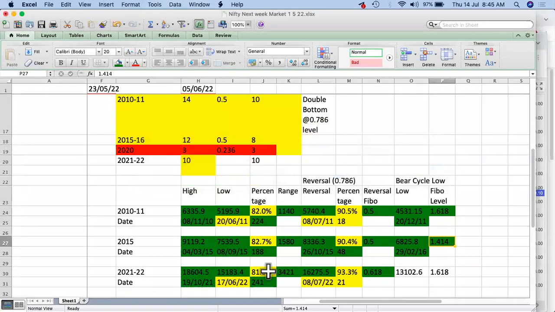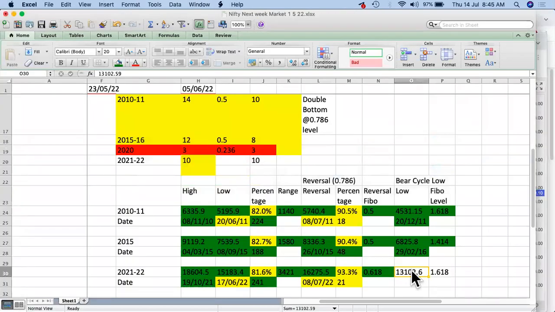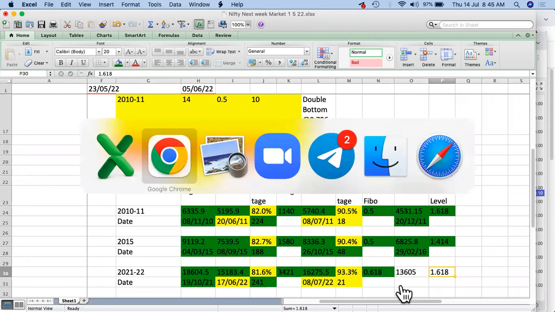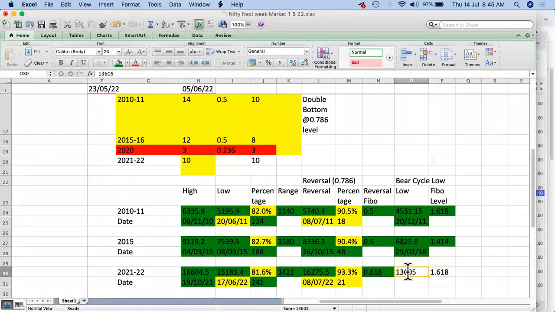All right, sorry, it's not 18,065, it's 13,065. I beg your pardon, 13,605. This is for 1.618, right? Now, this is on the basis of the cycle. Sorry, it's 13,065. Put down 13,065, right? So this is just considering the range overall and the reversal which is there, right?